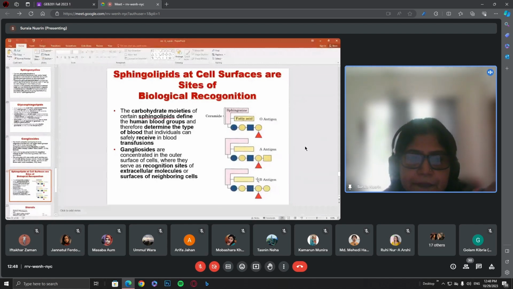Now specifically in blood cells, we have RBCs. On the surface of the RBC, the sphingolipids we have are the gangliosides. We already know that gangliosides have this sugar moiety functioning as the polar head group, and that sugar moiety defines our blood groups. Okay, is it clear to all of you? Is there a problem?